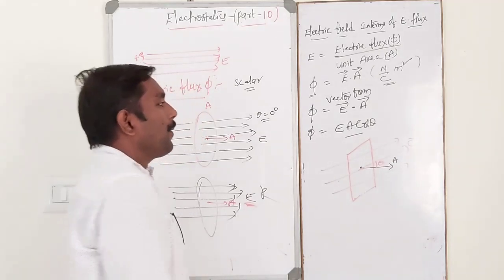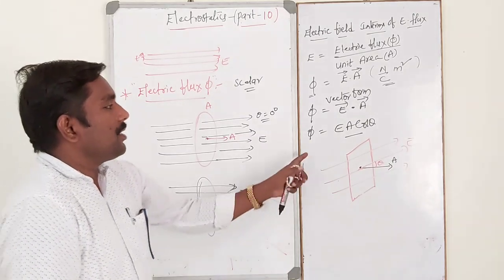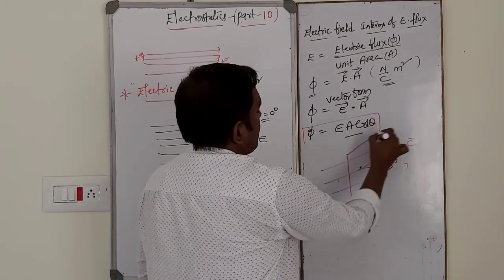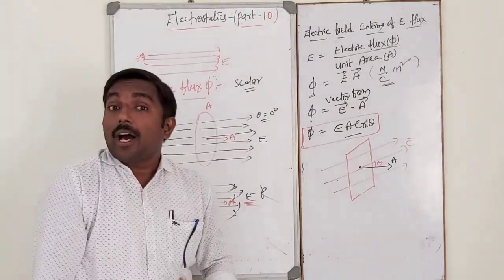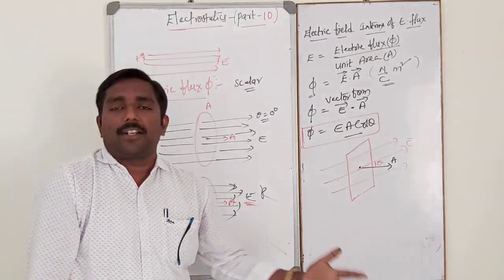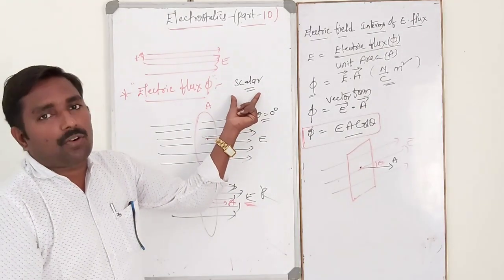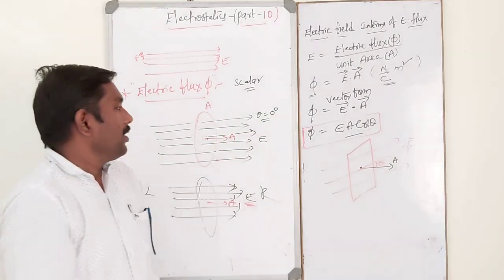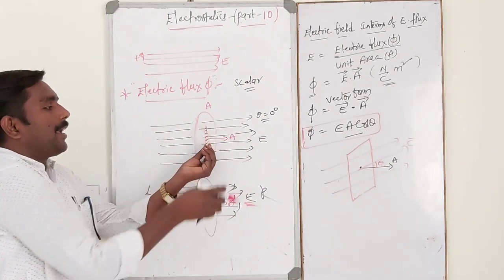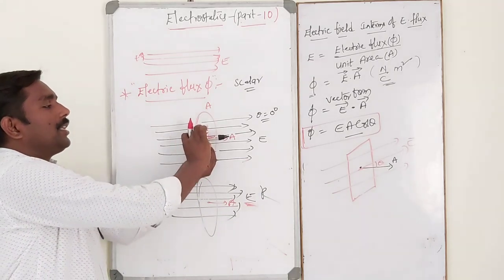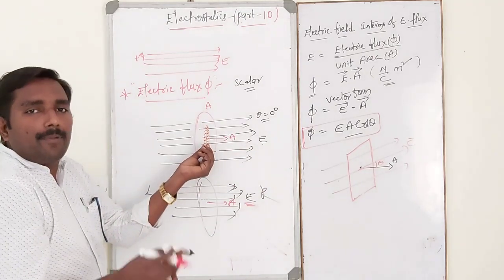Flux is which quantity? Scalar quantity. This is the very most important one. What is meant by electric flux? The number of field lines passing normal to the given area is called electric flux. It is a scalar quantity. In this position of the bangle, all field lines pass through it. Area direction and electric field direction are both the same, so electric flux will be maximum.